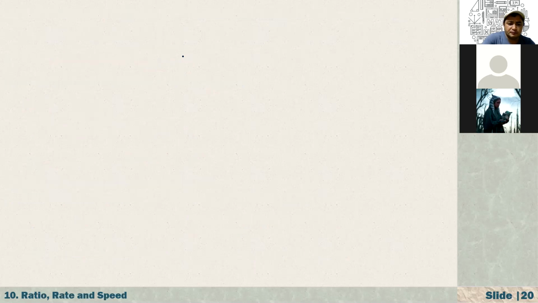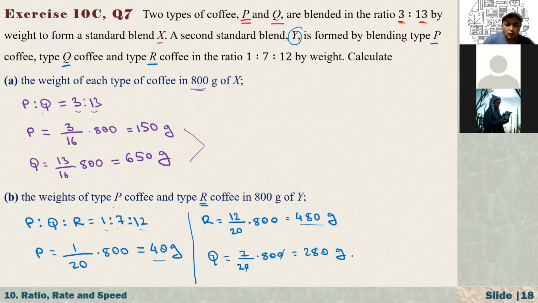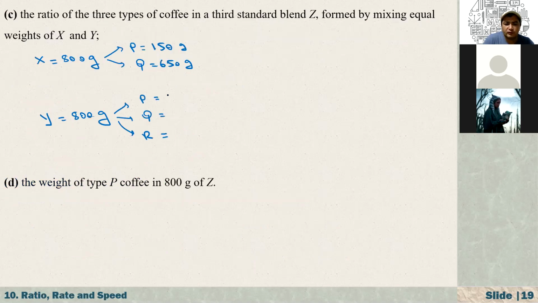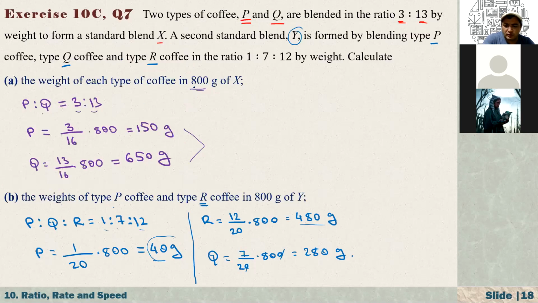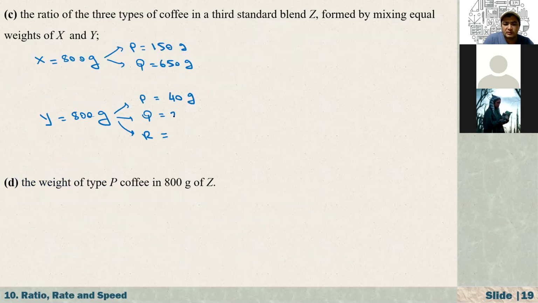How about in type Y? In type Y, P is 40 grams, Q is 280 grams, and R is 480 grams. So now if I mix them together, X plus Y.